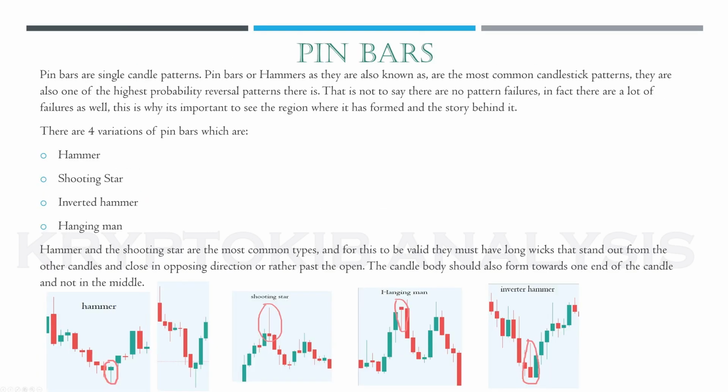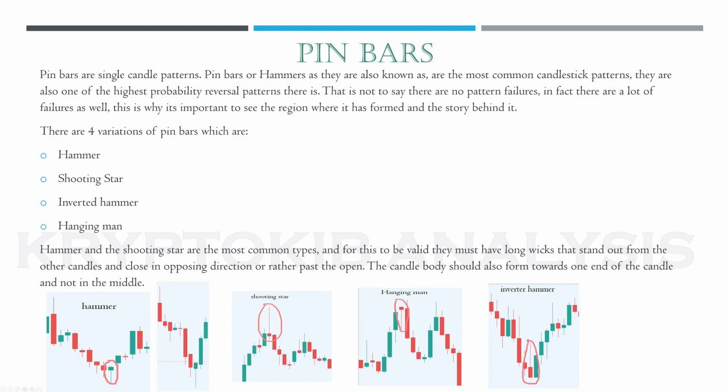So let's move on. Pin bars. Pin bars are single candle patterns. Pin bars, or hammers as they are also known, are the most common candlestick patterns. They are also one of the highest probability reversal patterns there is. That is not to say there are no pattern failures. In fact, there are a lot of pattern failures as well. This is why it's important to see the region where it has formed and the story it is telling.